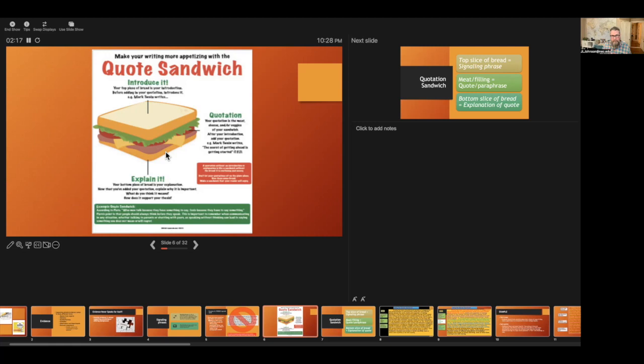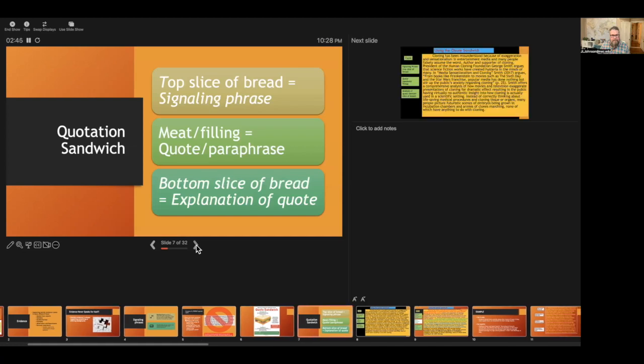And this is critical, right? And no sandwich is complete without a bottom slice of bread. You're not going to sit there and hold your hands on the meat of the sandwich. You need the bottom slice of bread. So remember, you need the interpretation or your explanation of the research. So what does this look like sort of in the real world?